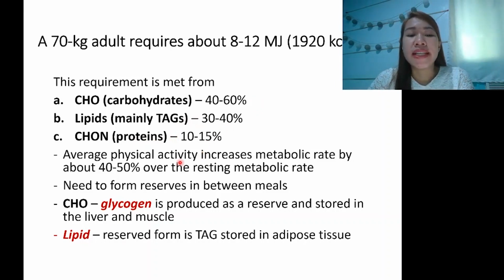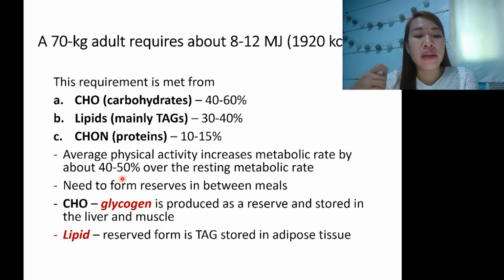Now, an average physical activity, your normal physical activity, will increase metabolic rate by 40 to 50% over the resting metabolic rate. So if you compare your metabolic rate while you are at rest as compared to doing an average physical activity, not a very heavy one, it will increase your metabolic rate by 40 to 50%. So also, the body will need to form reserves in between meals. If this energy is not being used, it will be created as a reserve.